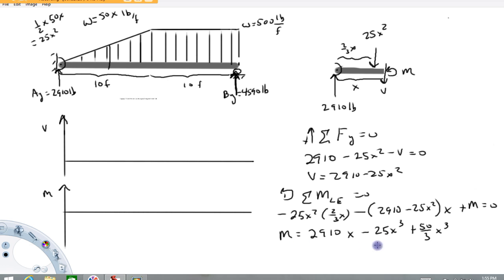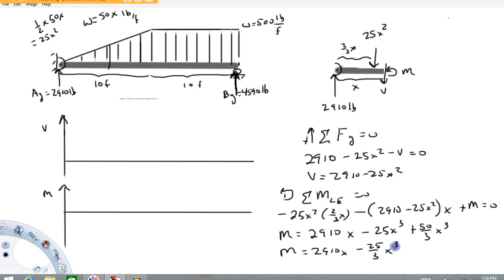Okay, so here's our function for the bending moment, and we can simplify this down a little bit here. 2910x, oh, let's see. This would be 75 thirds, so we're going to have 50 thirds minus 75 thirds. That's going to be minus 25 thirds x cubed.